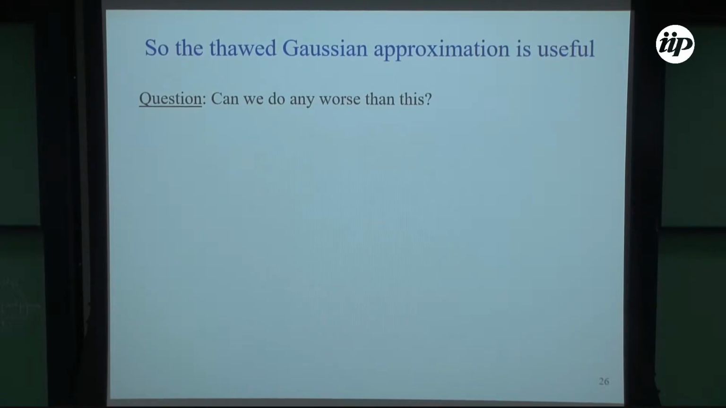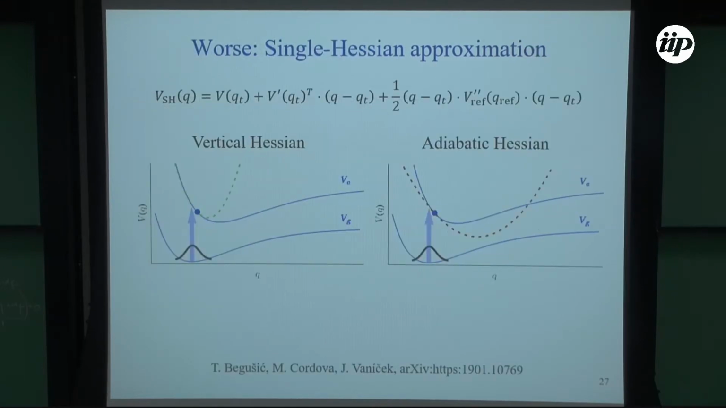And so now I want to tell you about some new things. I hope I persuaded you that the simple thawed Gaussian approximation is actually useful for some things which are relevant experimentally. But can we do worse than this? And again, the answer is yes. Otherwise, I would not be here to tell you about it. So what can one do worse?